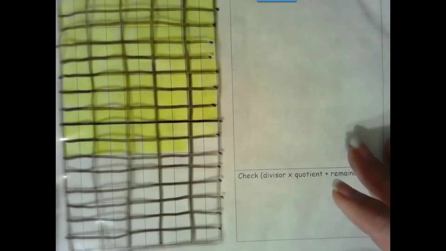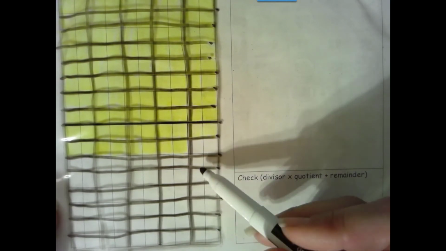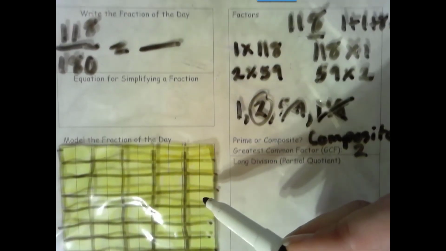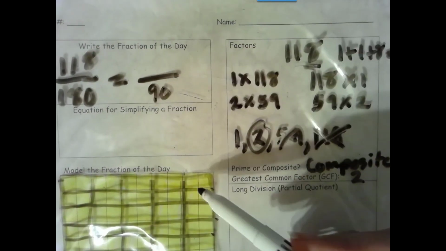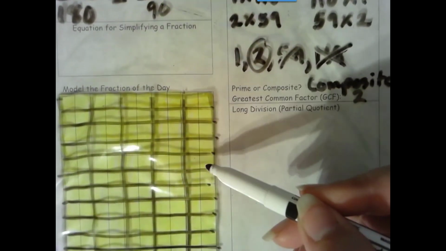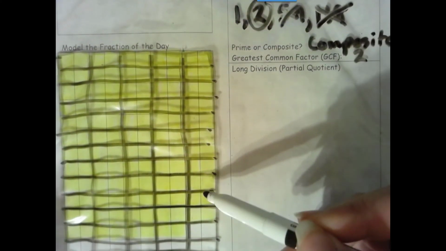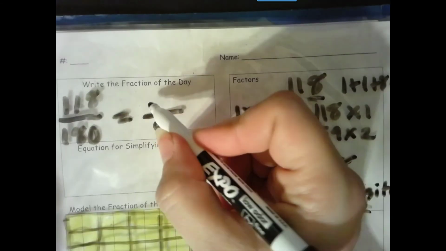Now let's count up our total groups of 2. The way I made my groups, I have 5 groups in each row, so I can count by 5s. 5, 10, 15, 20, 25, 30, 35, 40, 45, 50, 55, 60, 65, 70, 75, 80, 85, 90 total groups. And I have 5, 10, 15, 20, 25, 30, 35, 40, 45, 50, 55, 56, 57, 58, 59 shaded in.